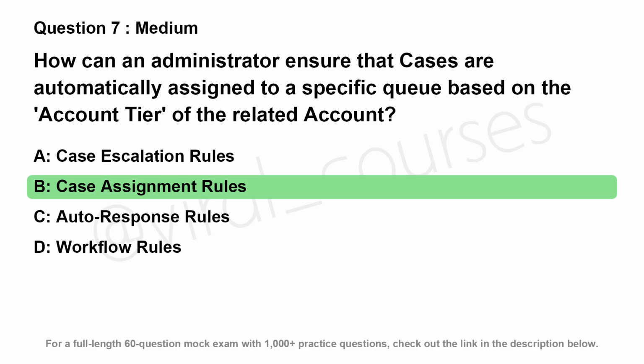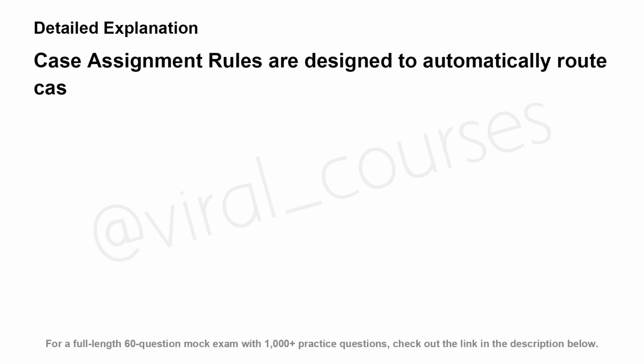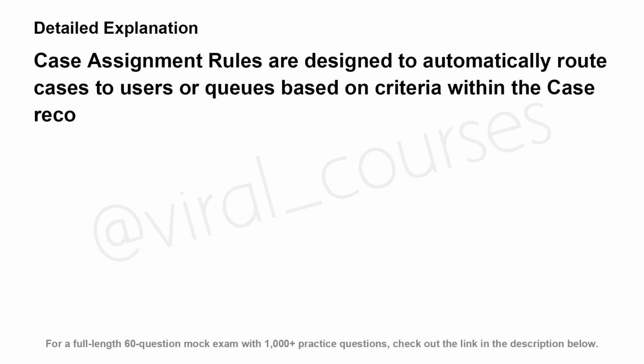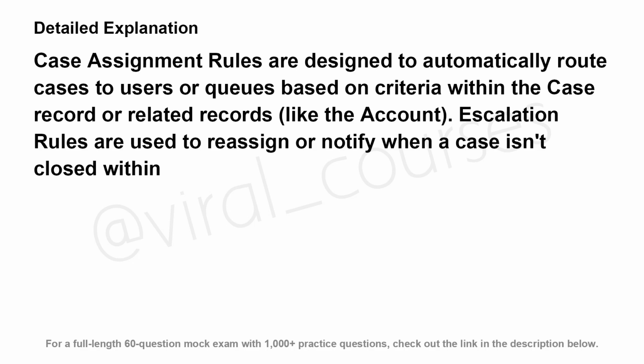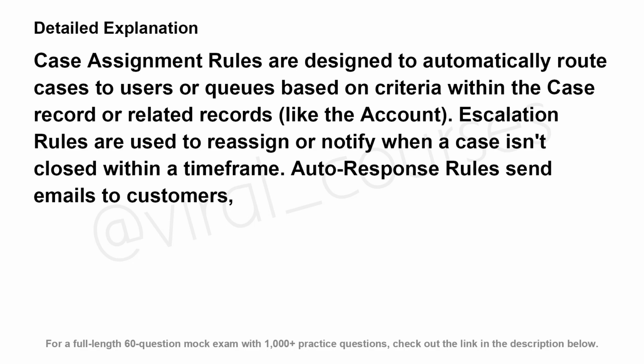The correct answer is B. Case assignment rules are designed to automatically route cases to users or queues based on criteria within the case record or related records, like the account. Escalation rules are used to reassign or notify when a case isn't closed within a timeframe. Auto-response rules send emails to customers, not route records internally.